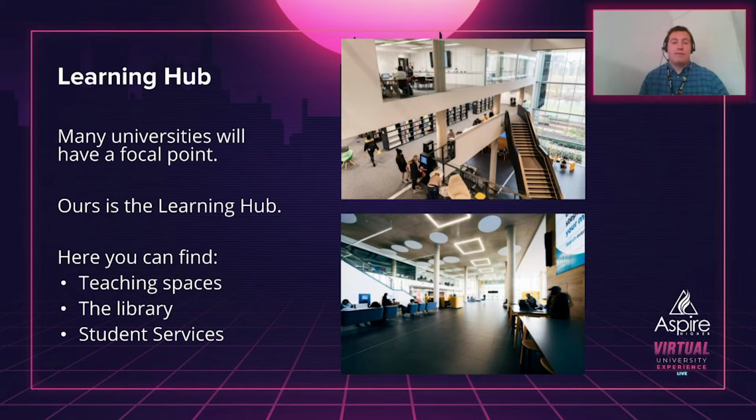So most universities will have a focal point. We have ours in the Learning Hub. In here, you'll be able to find teaching spaces, the library, places to sit and study, as well as student services and IT support. So everything you need can be found in this one building, and that's why it's our central hub. Different universities will have different areas, and they might not all have the same things inside them, but there will be a general focus on that being the main university building.